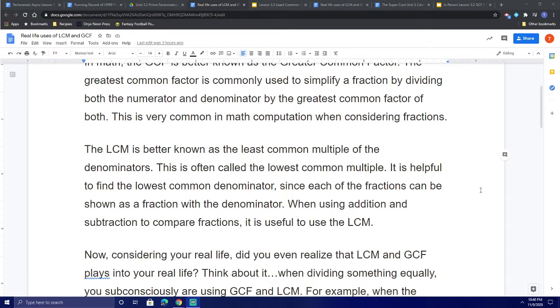The LCM is better known as the least common multiple of the denominators. This is often called the lowest common multiple. It is helpful to find the lowest common denominator since each of the fractions can be shown as a fraction with that denominator. When using addition and subtraction to compare fractions, it is useful to use the LCM.